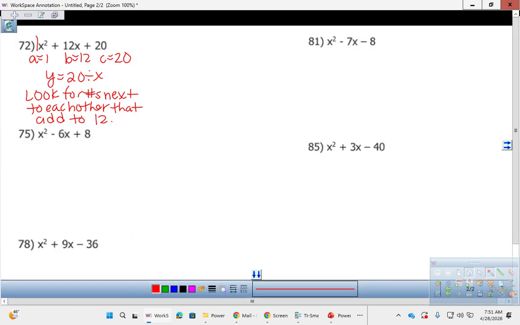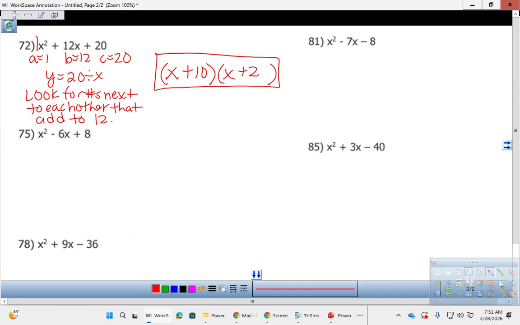And then once we pick those numbers, they just go into some missing blanks. So every a equals 1 problem has 2 sets of parentheses. And the first part of that parentheses is always an x, because x times x is going to give me my x squared. My other 2 numbers need to create the 12 and 20, and that's 10 and 2, right? 10 and 2 multiply together to be 20 and add together to be 12. And they're both positive, so we put plus signs here. And this is what we get for factored form.